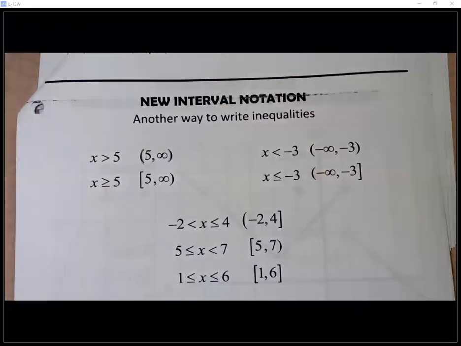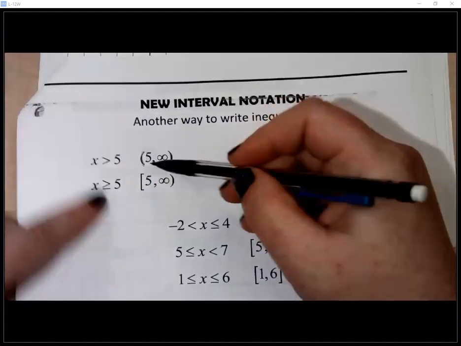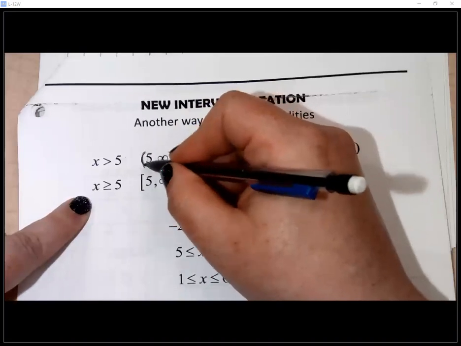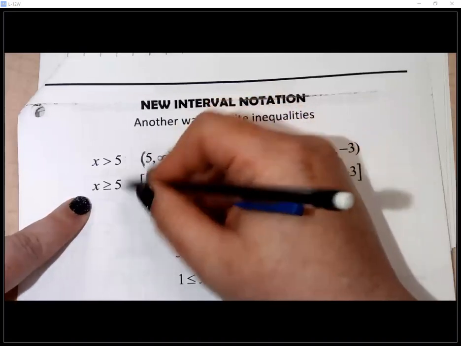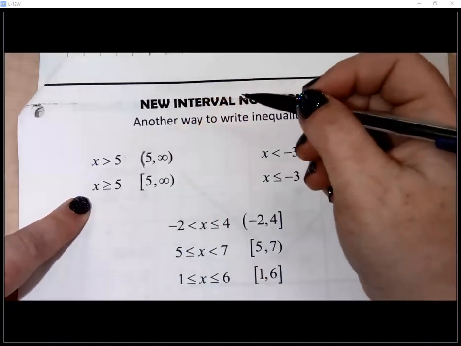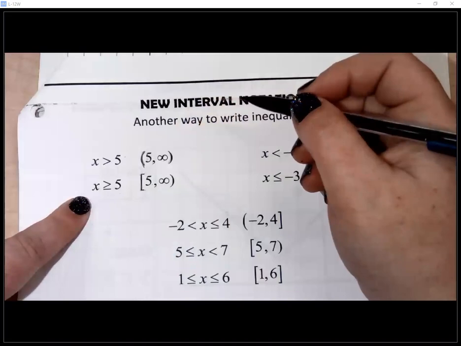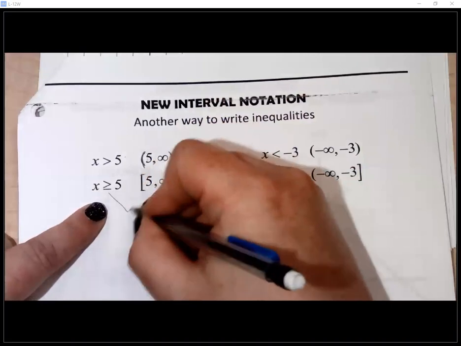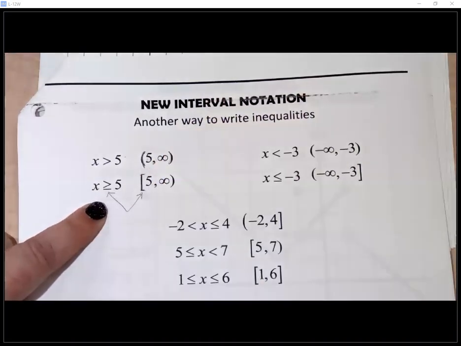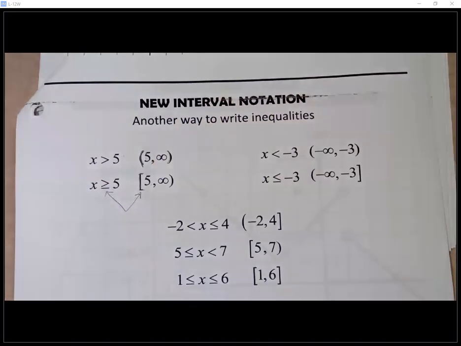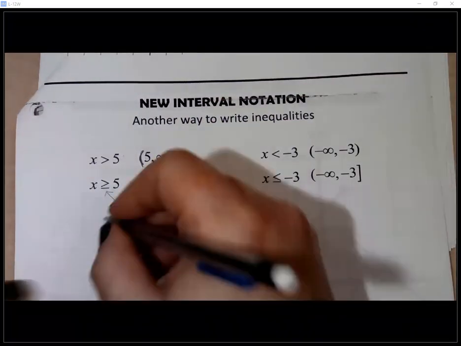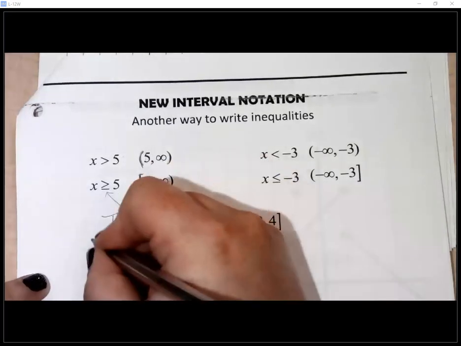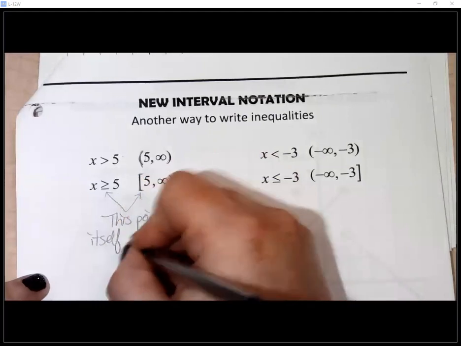I'm confused. Well, take a look at the difference between this one and this one. Notice that I'm either using a smooth parenthesis or a bracket. What's the difference between these two? Does that represent the greater than or equal to? Yes. So if I have a greater than or equal to, I'm going to use the bracket. What this looks like on my graph is that the point is included. It's like a hard stop. I'm including that point. This point itself is included.